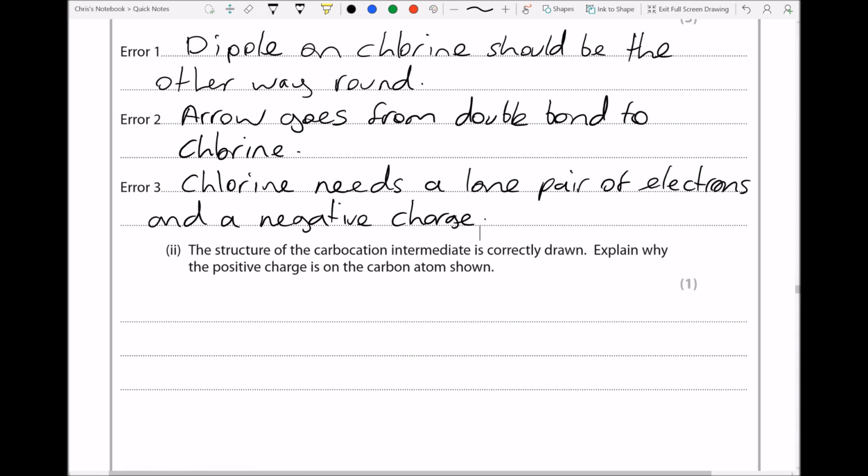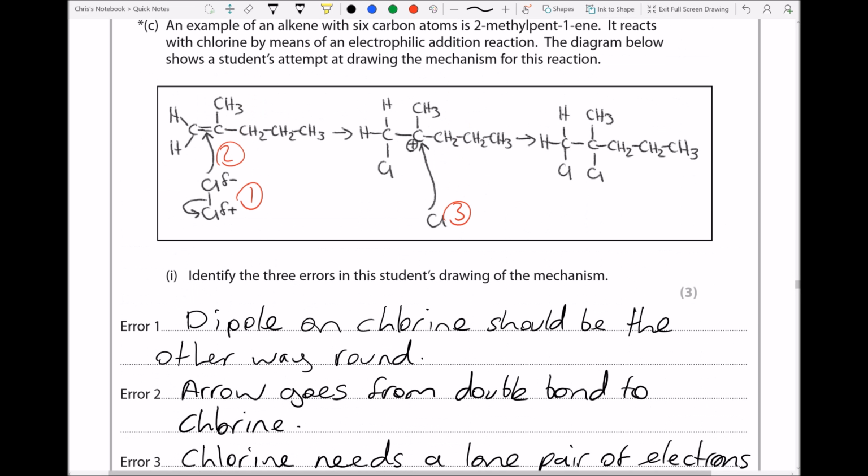And then part 2. The structure of the carbocation intermediate is correctly drawn. So that's one thing they've done right then. Explain why the positive charge is on the carbon atom shown. Right, you can see there it is. There's the carbocation. That is absolutely correct. That's fine. But what we need to do is say why it's there.